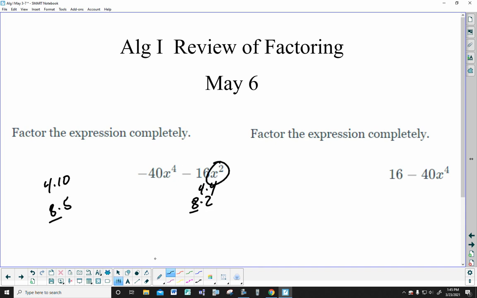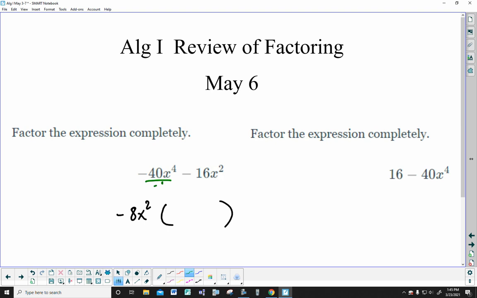And they both are going to have an x squared. So 8x squared is what you're going to pull. Okay. Oh, also a negative. A negative 8x squared is what you're going to pull out of it. If you want, you could always pretend you're dividing. And that will tell you what goes inside.